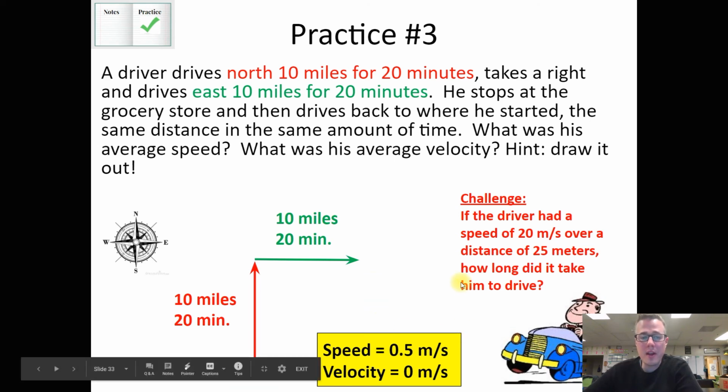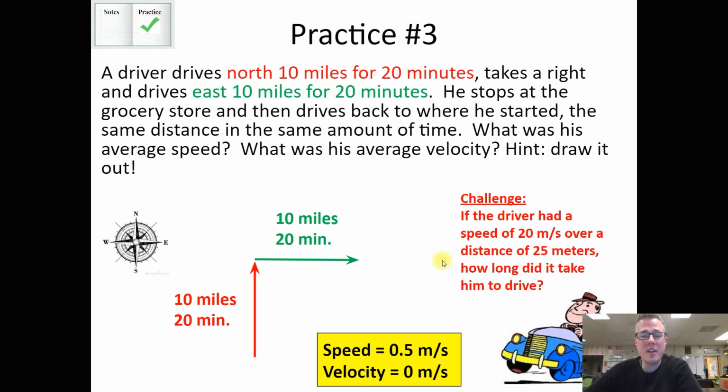His velocity, though, because he started and stopped in the same spot, his velocity is 0 because its total displacement was 0. And so when you have 0 velocity, there's no direction, because 0 can't have a direction. You can't have nothing to the north, nothing. It would actually be 0 in every direction. So we don't put a direction when it comes to velocity.